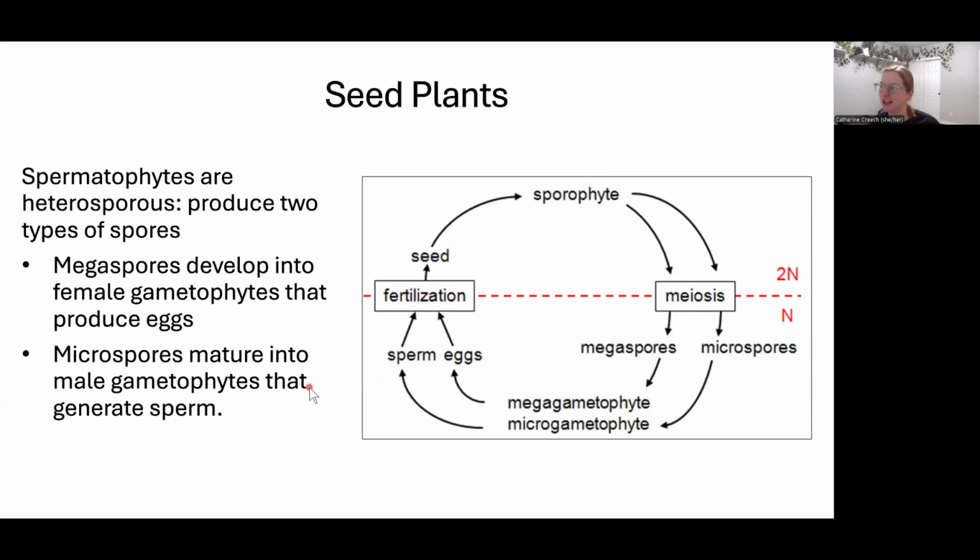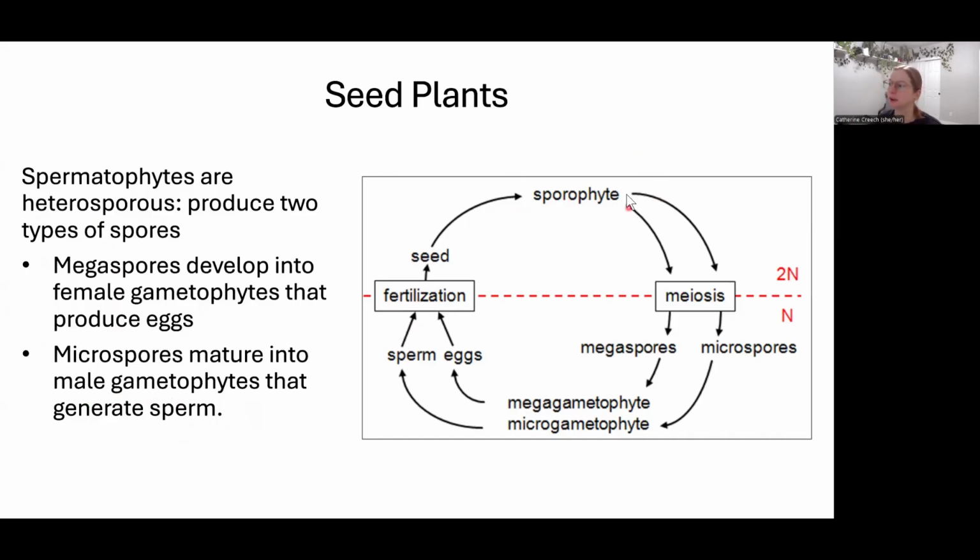Here is a generalized life cycle for spermatophytes. Spermatophytes are heterosporous. The prefix hetero means different, and sporous is going to refer to how they produce spores. We have 2 types of spores. We have megaspores and we have microspores. Megaspores are going to develop into the female gametophytes, and they're going to produce the eggs. Microspores are going to mature into the male gametophytes, and they're going to produce sperm.